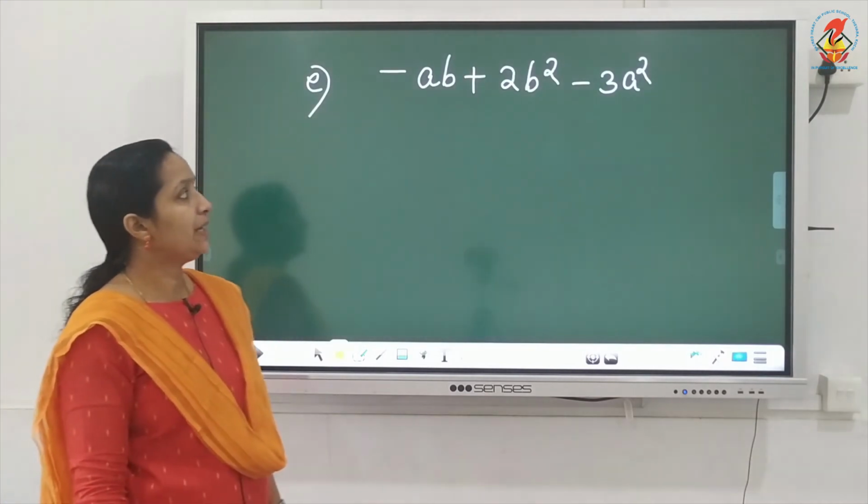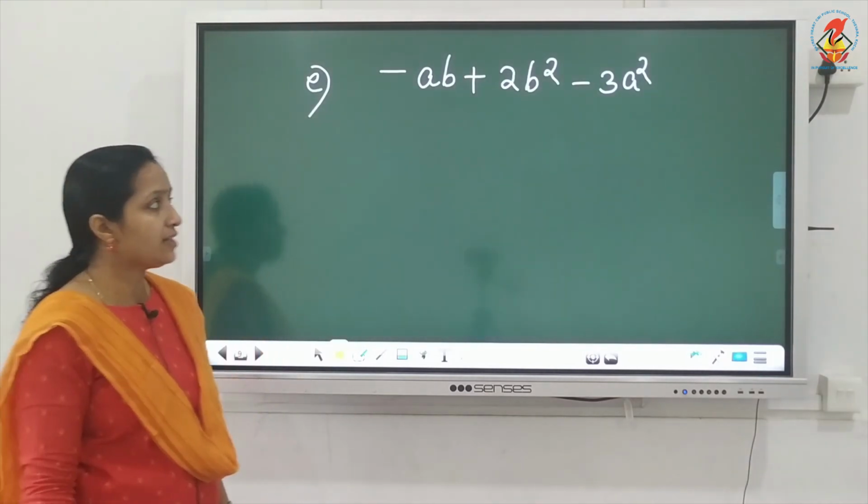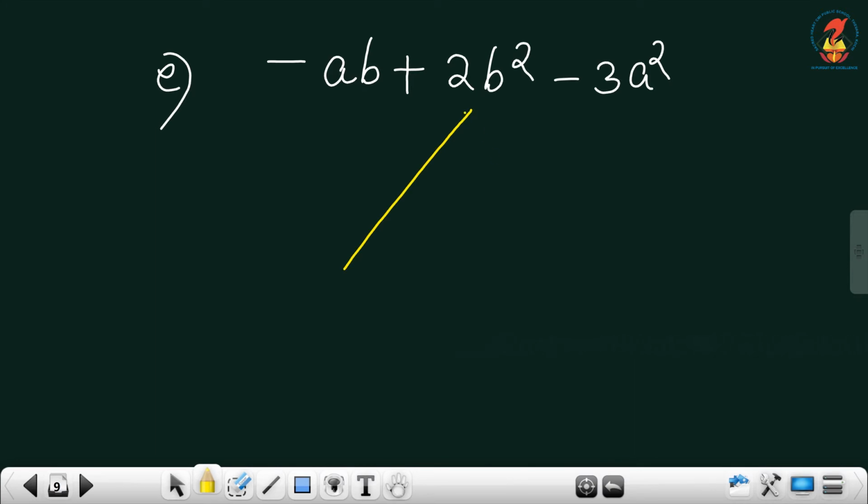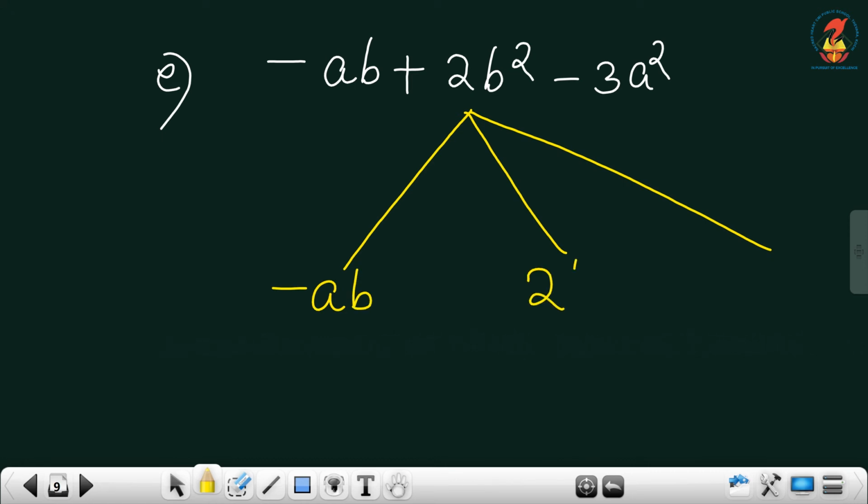Okay, children, now move to the next question. Negative ab plus 2b square minus 3a square. How many terms are there? You can see that there are 3 terms in this expression. Which are the 3 terms? Negative ab, 2b square and negative 3a square. Okay, these are the terms of this particular expression.